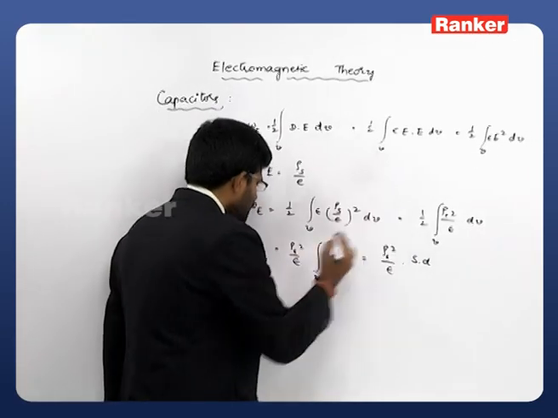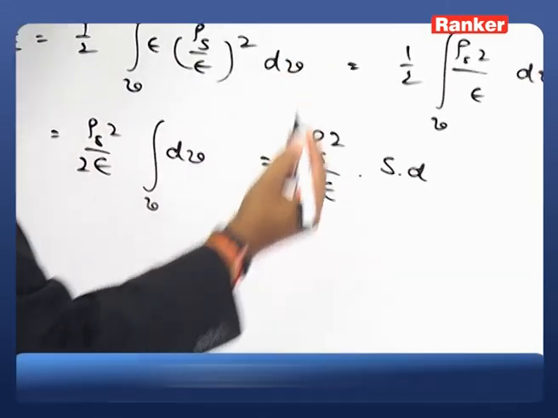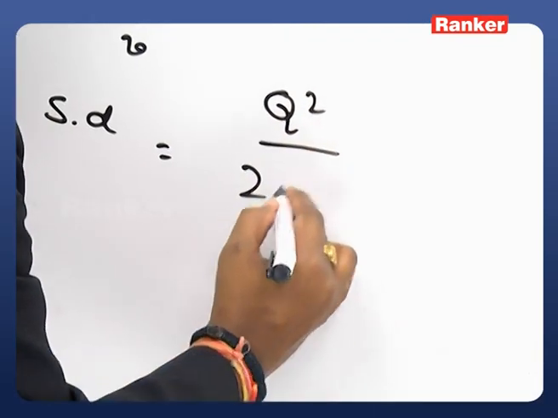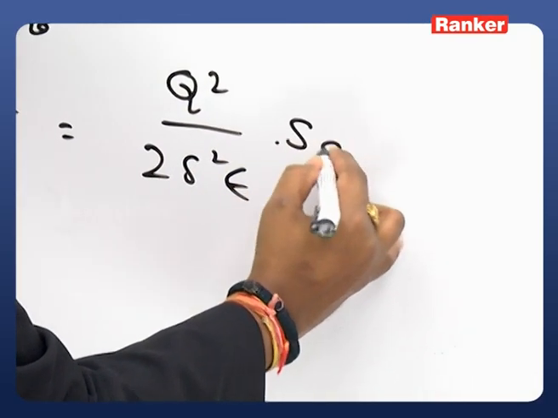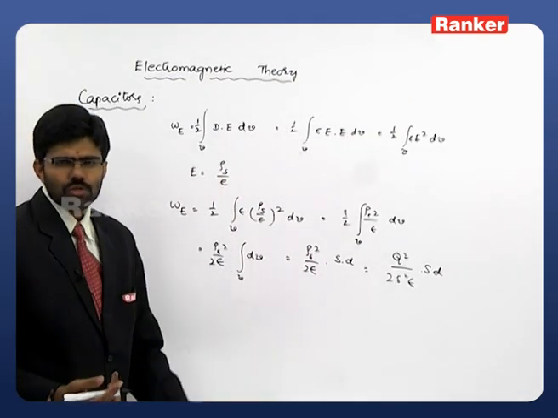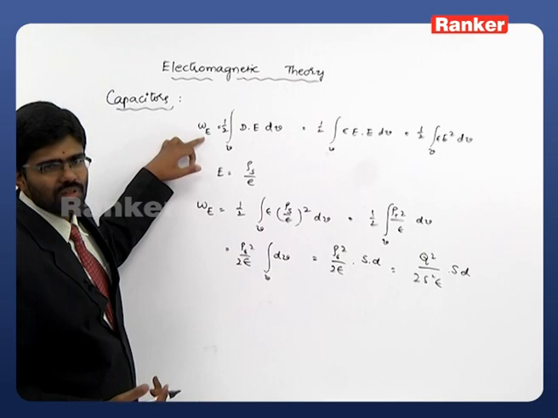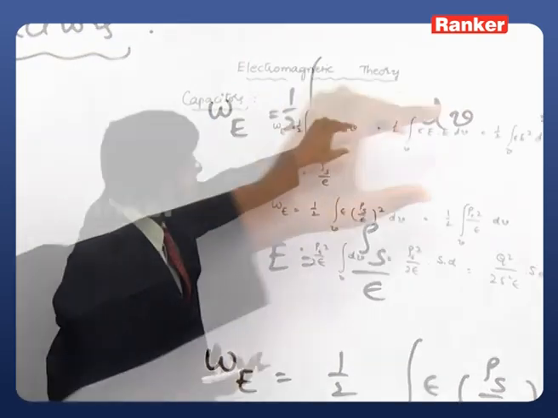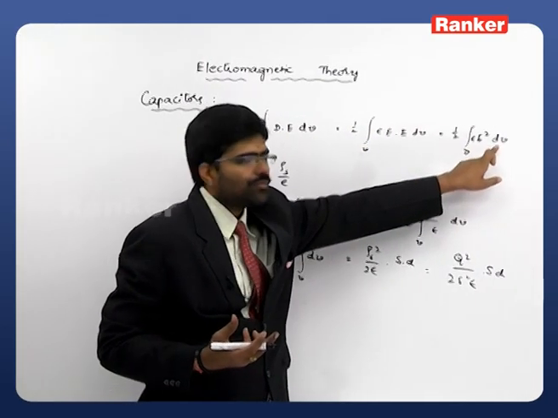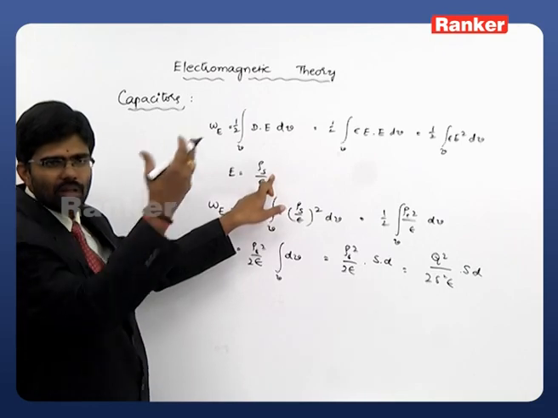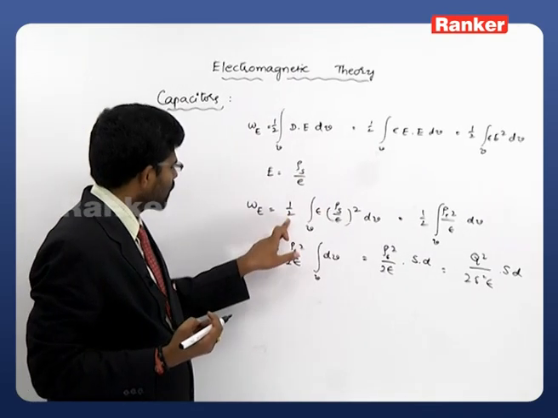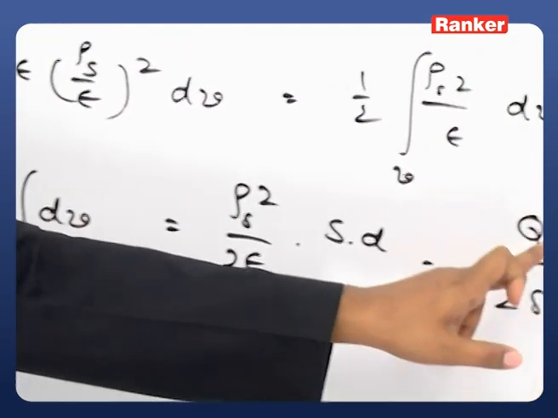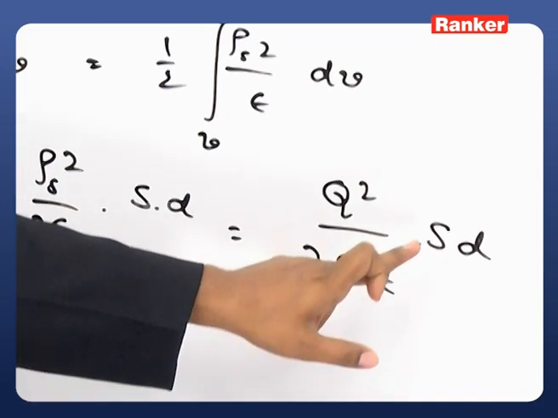So before that, what we have here is 2. This is also 2 epsilon. So rho s can be replaced with Q by S. So this can be written as Q square by 2 S square epsilon S D. Just once again observe what I am doing. I am taking the total energy stored in any electrostatic volume, because of the electric field, which equals 1 by 2 epsilon E square dV, right? E, that I am taking from the parallel plate capacitor, and I am substituting here, 1 by 2 volume integral of rho s square by epsilon dV. After simplification, what we get is 1 by 2 Q square by S square epsilon S into D.